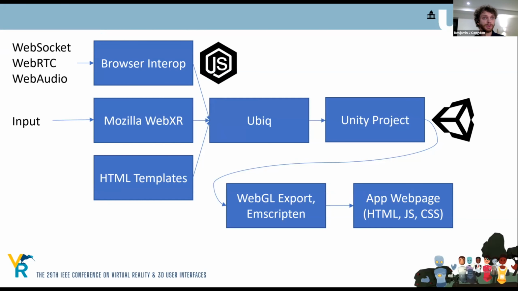So this is the build structure for our WebXR support. Input is provided by the Mozilla WebXR plugin for Unity. We provide our own HTML templates and interop code to link the Unity app with the browser in a way that's largely transparent to the developer. So building a web or desktop app with Ubiq can be done with the same project and the same code.